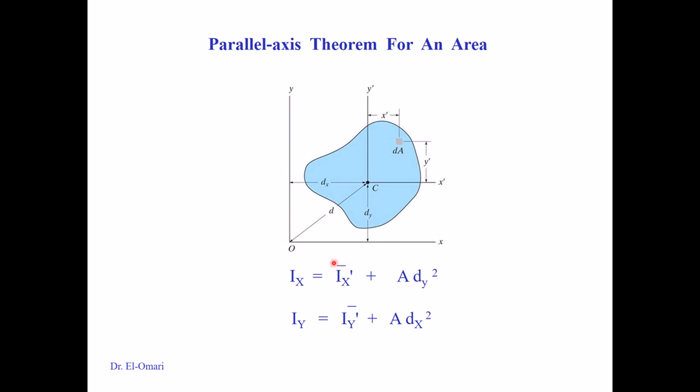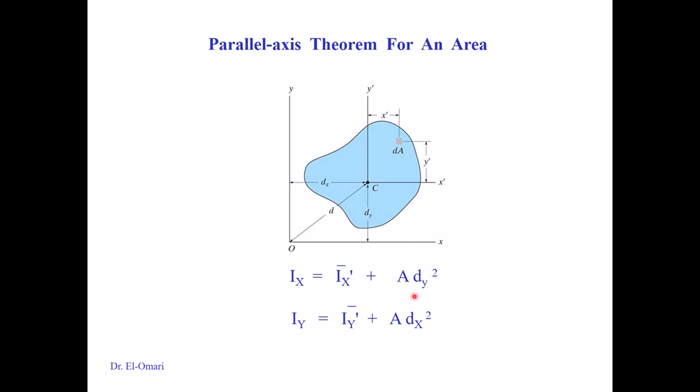So first, you always find the moment of inertia about its own centroidal axis, and then after that, relate it with the parallel axis theorem, which is the area multiplied by the dy squared, which is how far that axis is located from the axis you want to find the moment of inertia about.